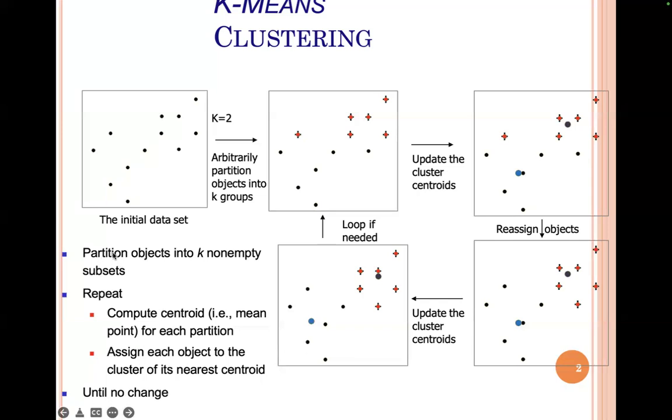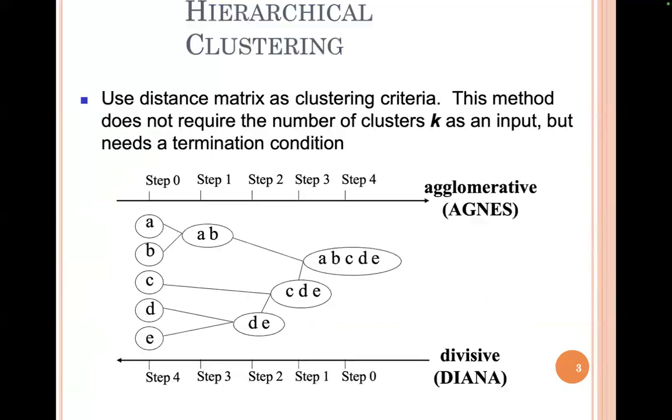So the first step is to partition objects into K non-empty subsets. Then we compute the centroid, right? And then we assign each object to the cluster of its nearest centroid. And this process will go on until no changes. Suppose the centroid found in the current state is the same as the earlier one, then we have to stop.